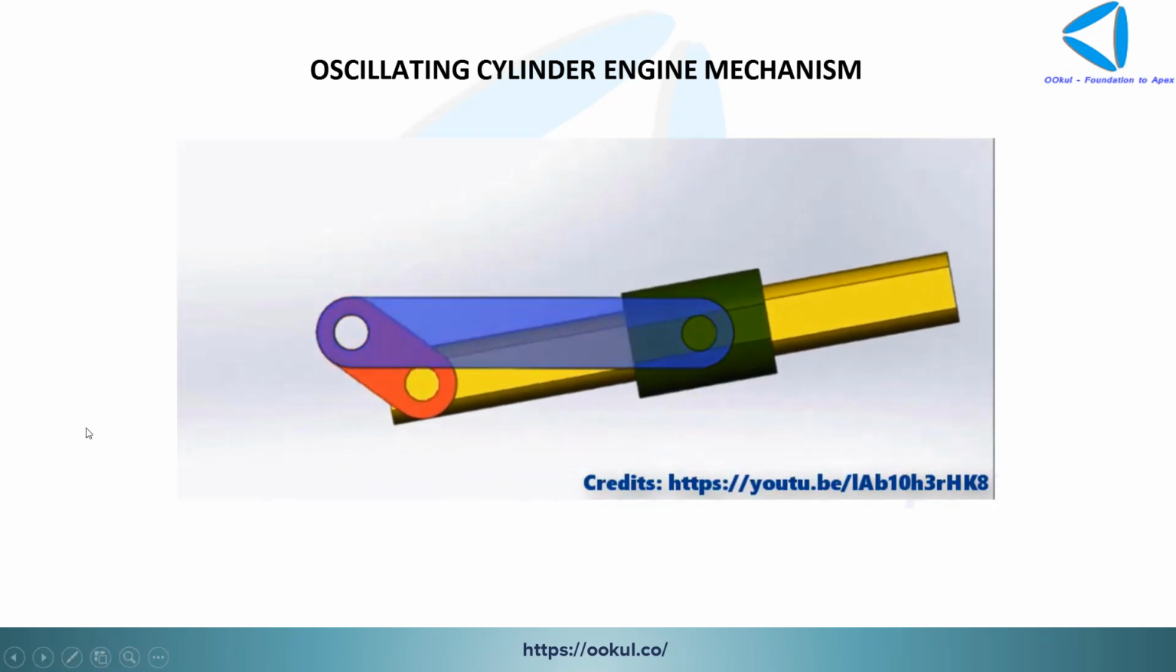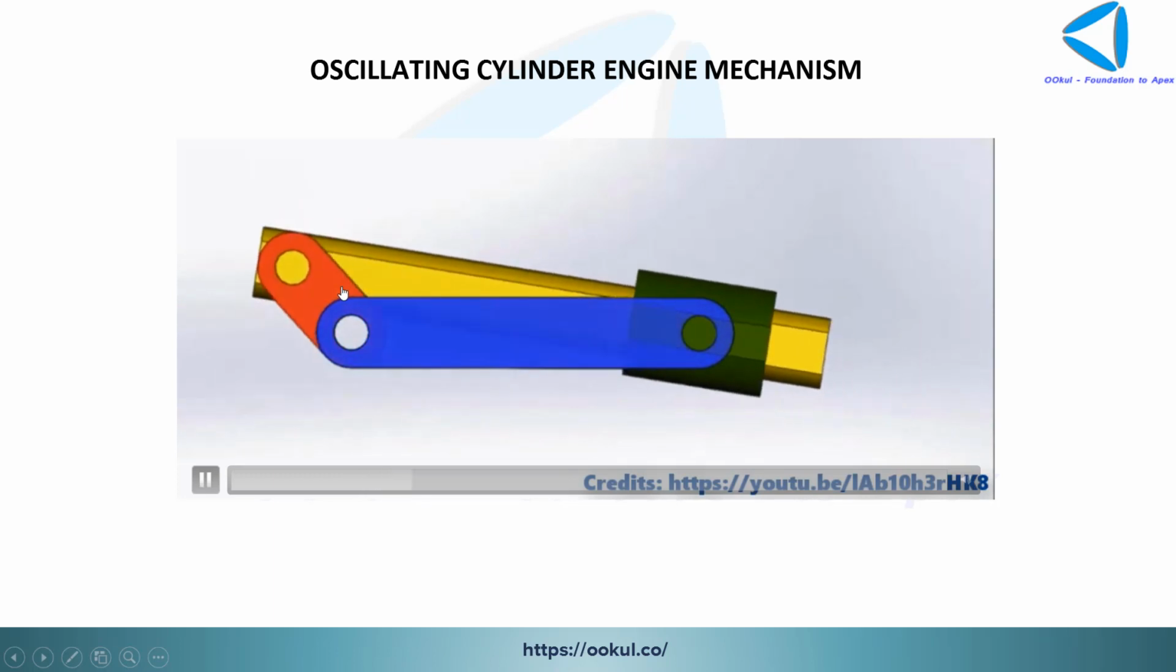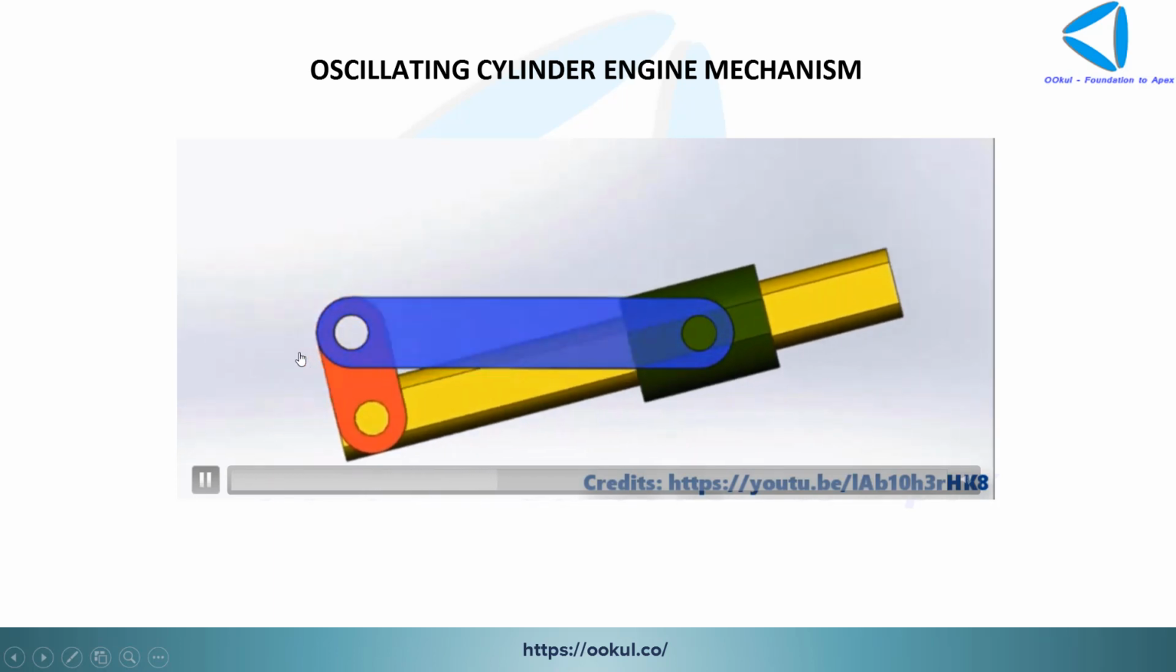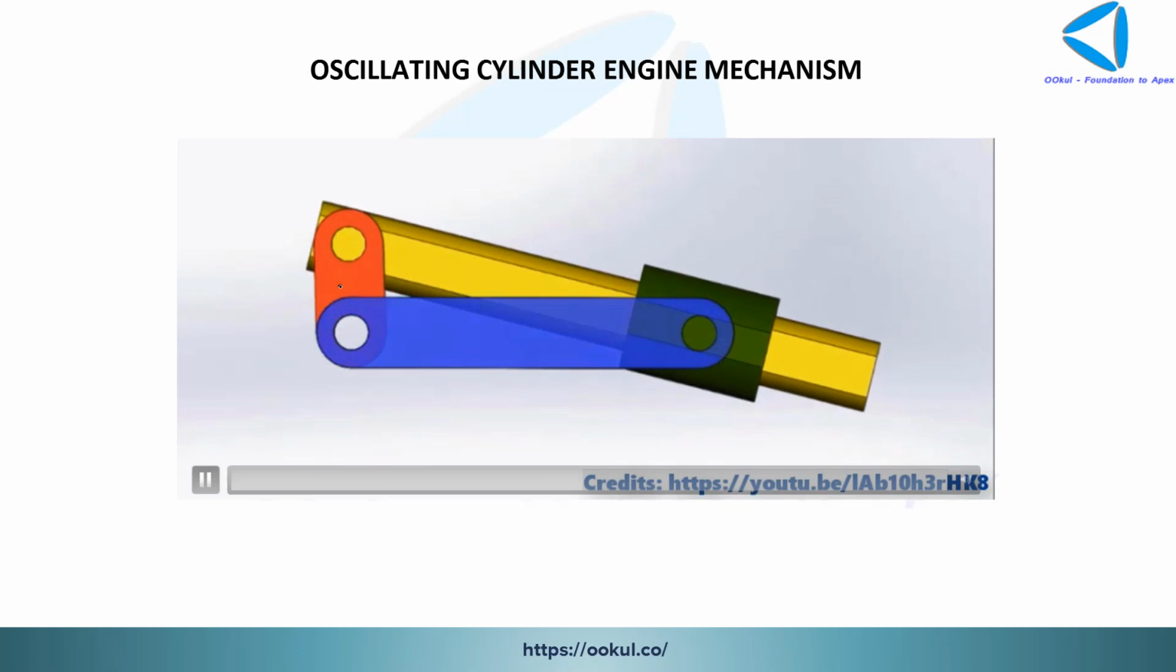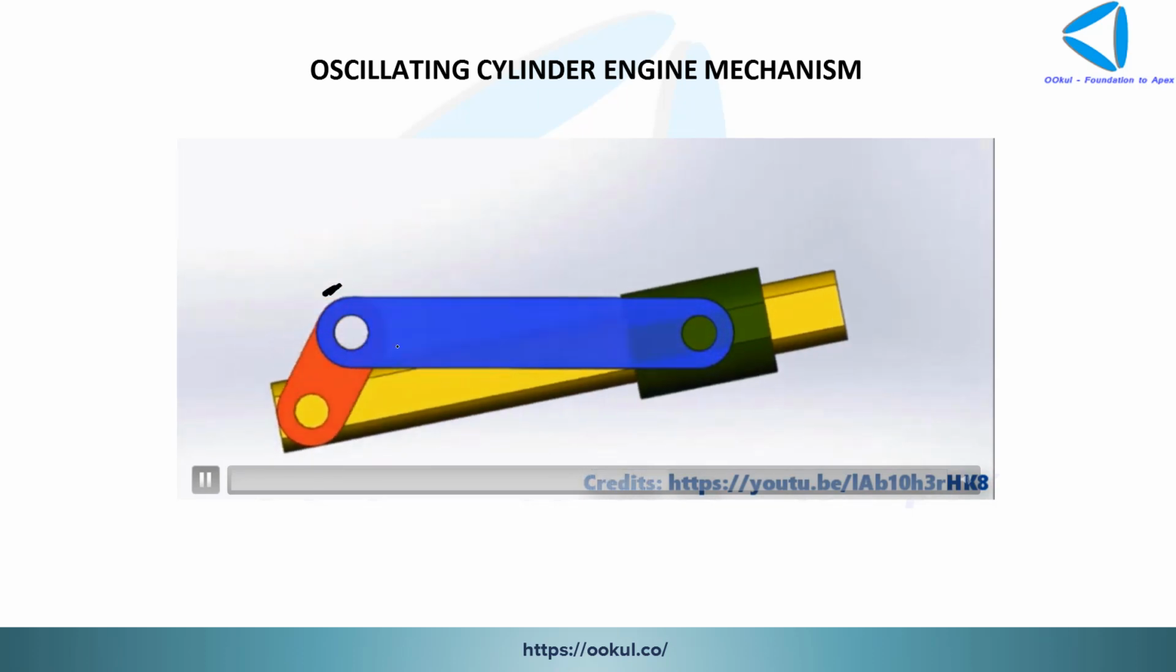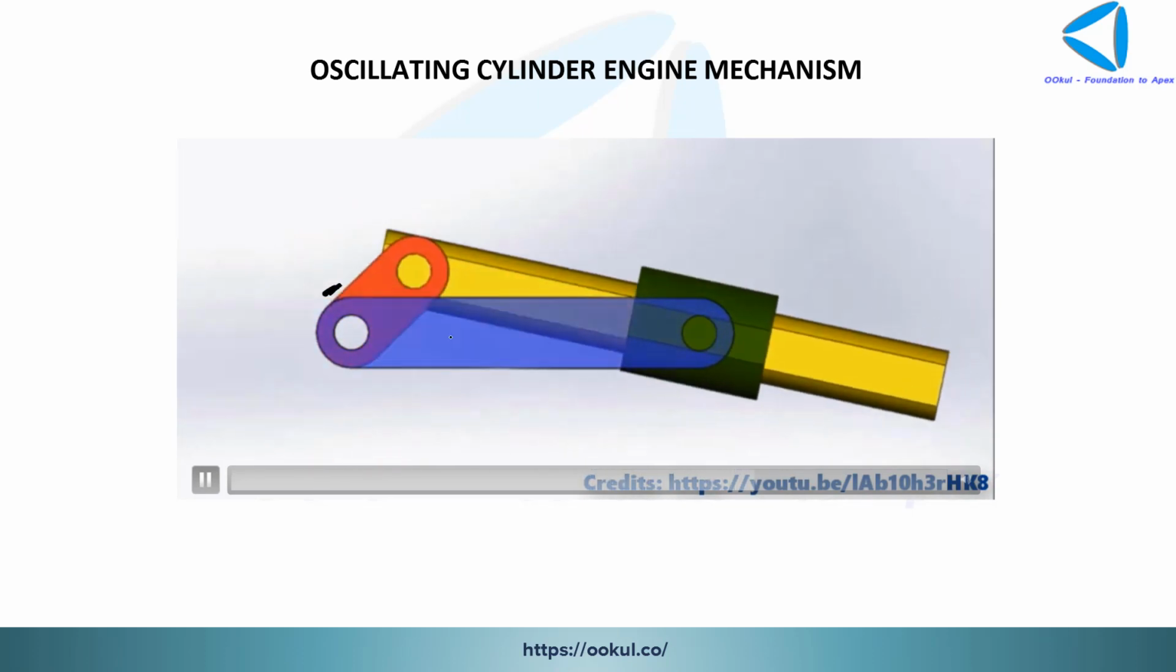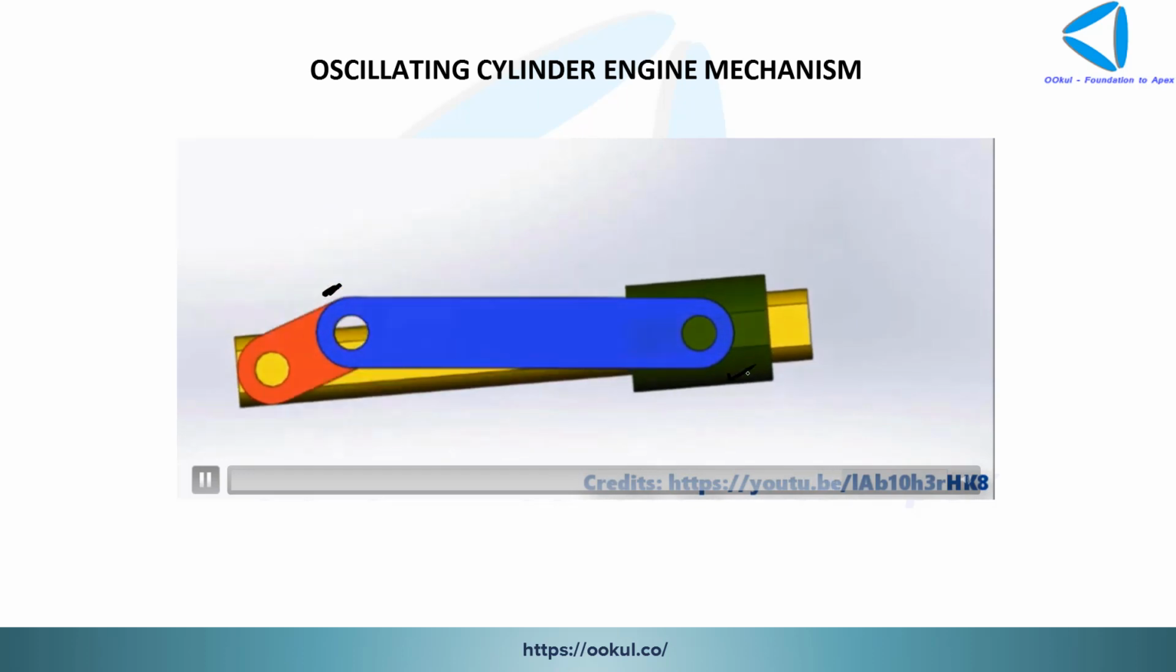See this link. This link is your crank. You can see that this link is your crank one. And this one is your slider, which is fixed. This is your cylinder, which is oscillating.